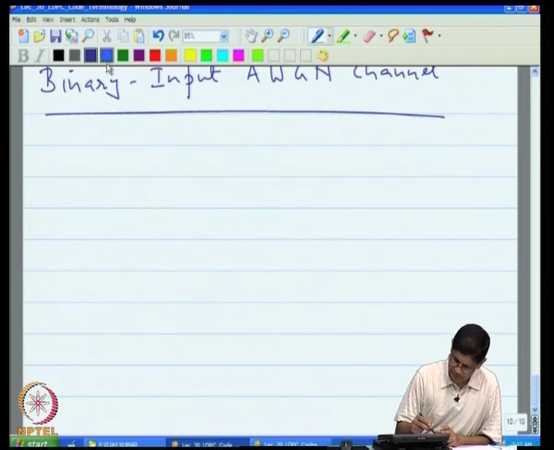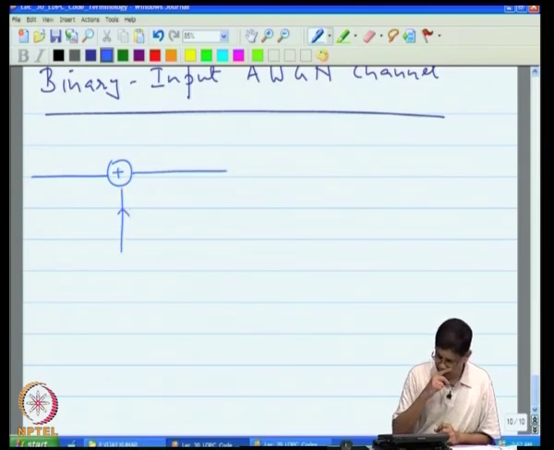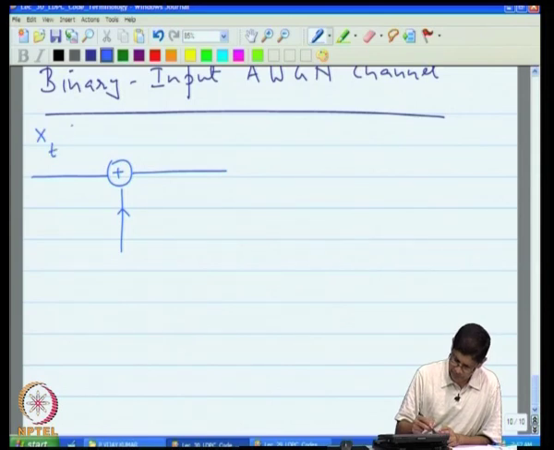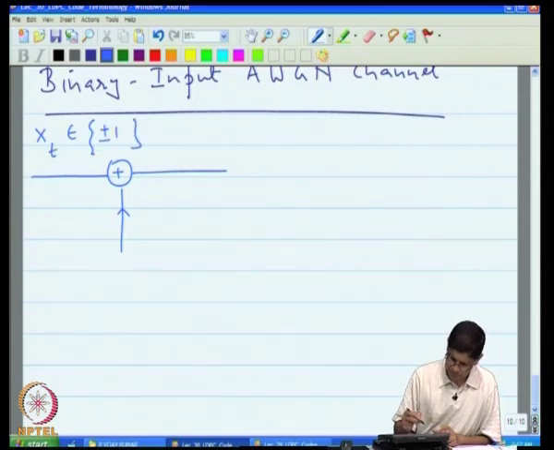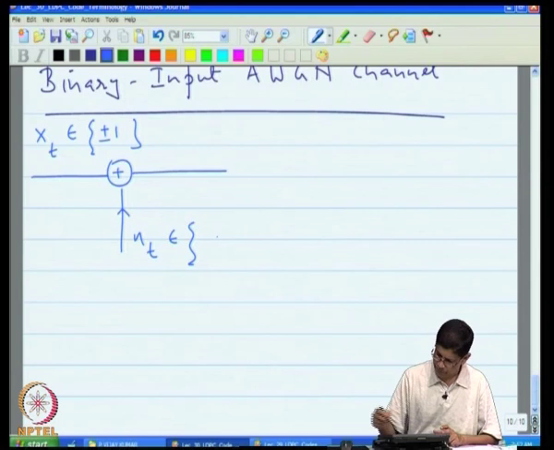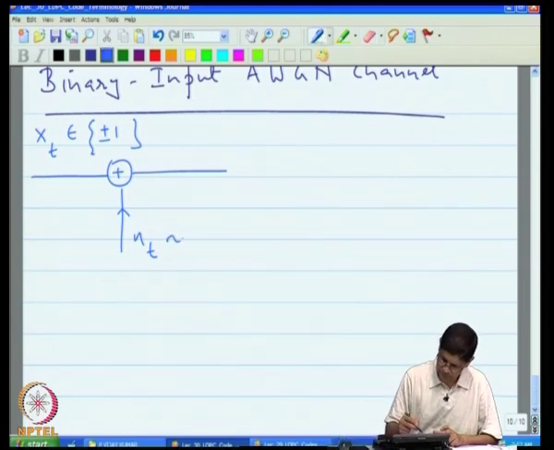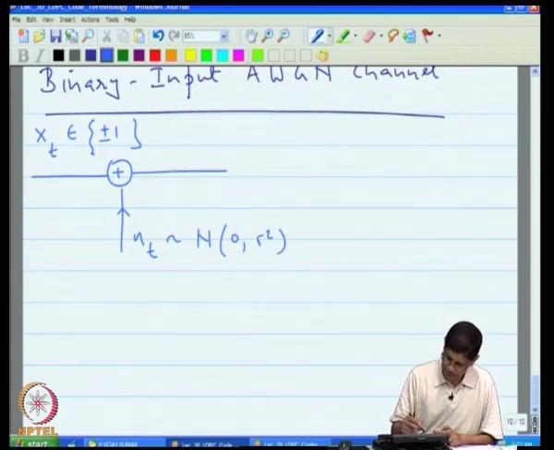Typically we have been representing it like this. We have an input and we have an output, and let us say that the input x t is again plus or minus 1. The noise that is added to it has a Gaussian distribution, so it is normal with 0 mean and variance sigma squared, and then what you have here is y of t.